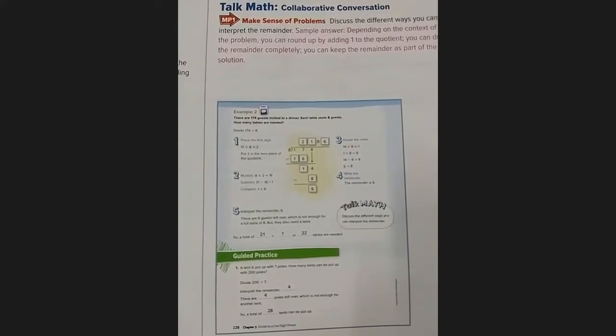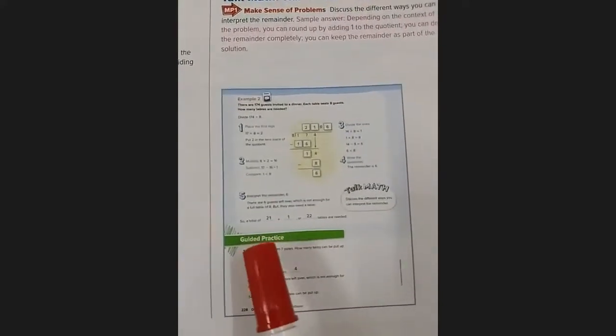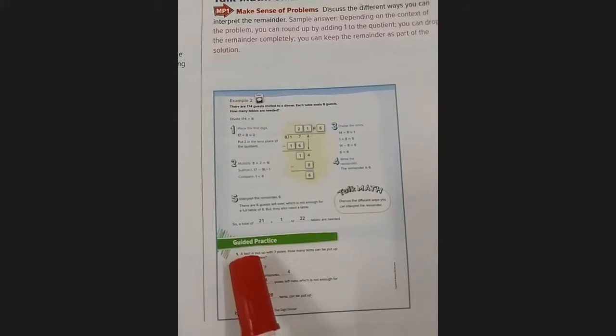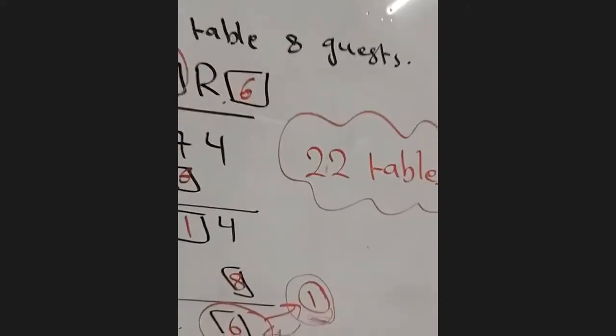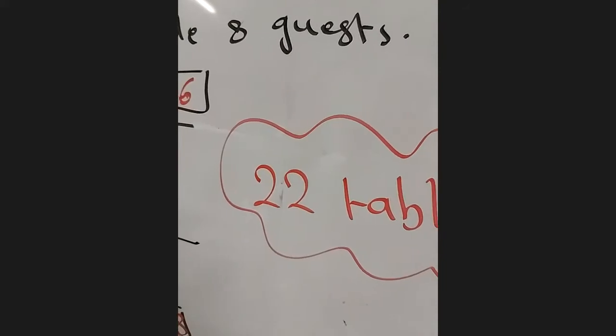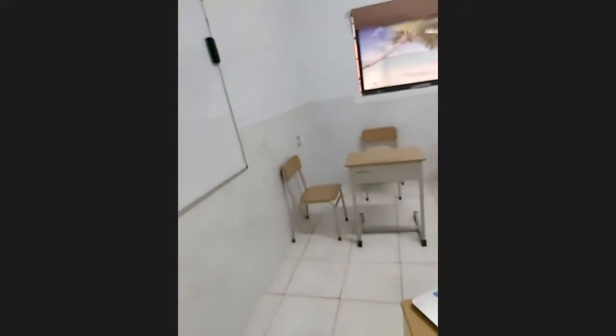Yes, Mister. Kinan, go to the guided practice, down, and read. Question 1. A tent is put up with 7 poles. How many tents can be put up with 200 poles?